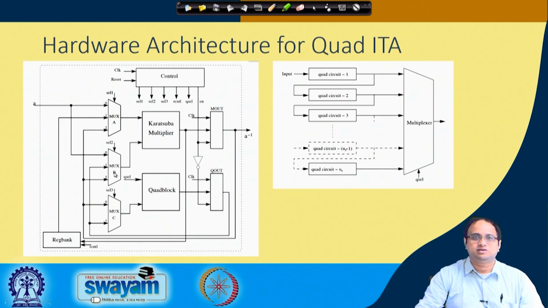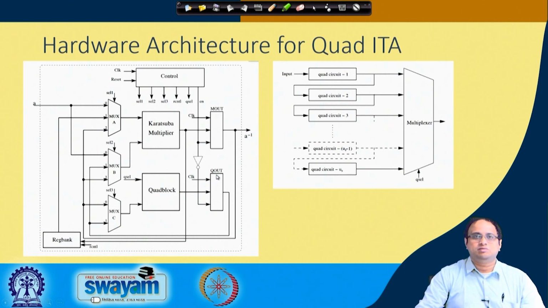So, there are two multiplexers at the input of the multiplier, and likewise, for the quad block, whatever inverse you want to compute, that data is also being selected by a multiplexer. So, you have 3 multiplexers here. There are 2 registers at the output. For example, I registered the multiplier by using an mout register. Likewise, I registered the quad block and I denote it as q out.